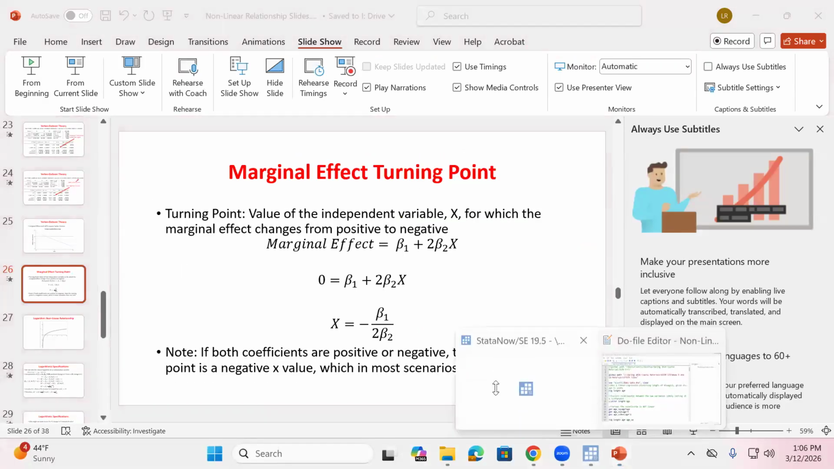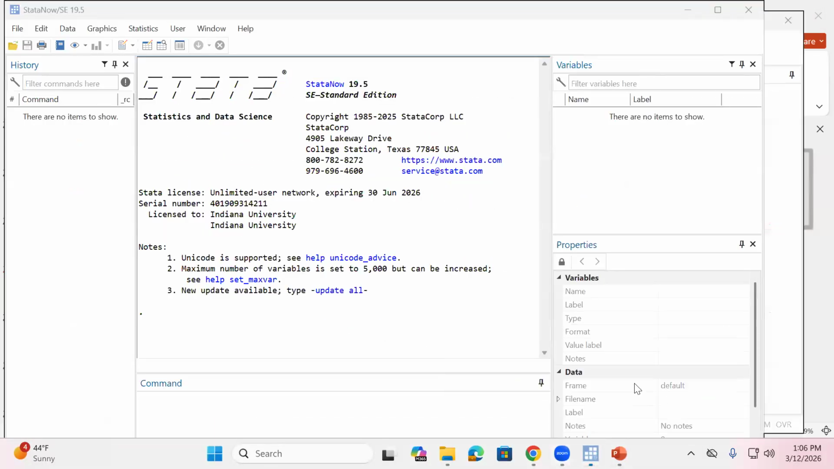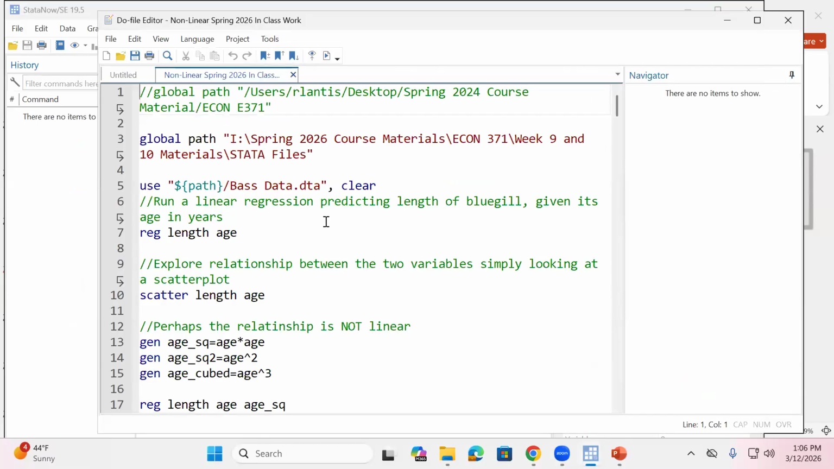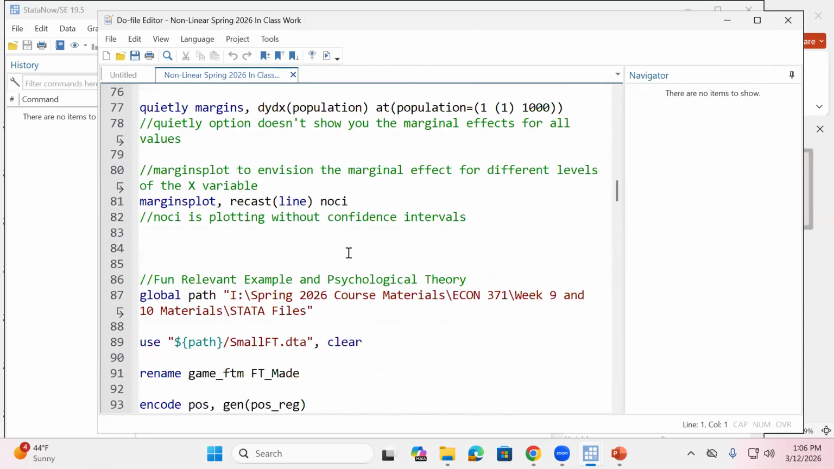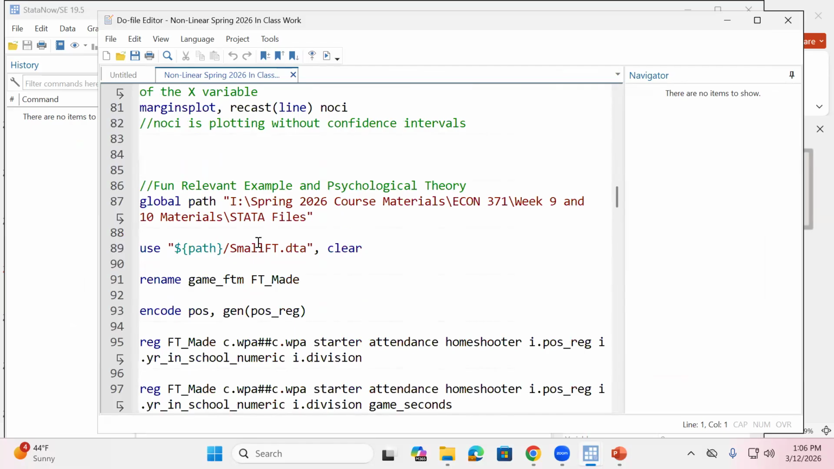So we'll take a look at Stata, and I'll show you some ways to do this so we don't have to do it by hand. We could. We can also code it up. So I saved some of the edits that we made last class. I'll upload this do file after today's class, where it includes any edits that I made during class. So we did all this stuff last class. We'll scroll down here. I want to look at this small free throw data.